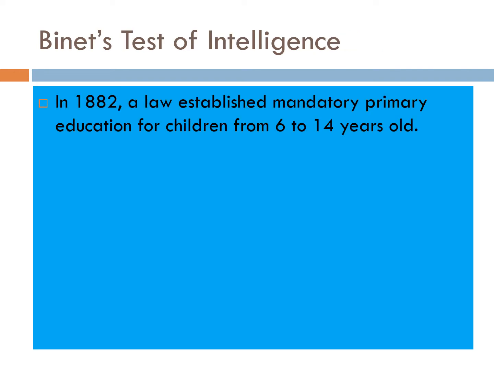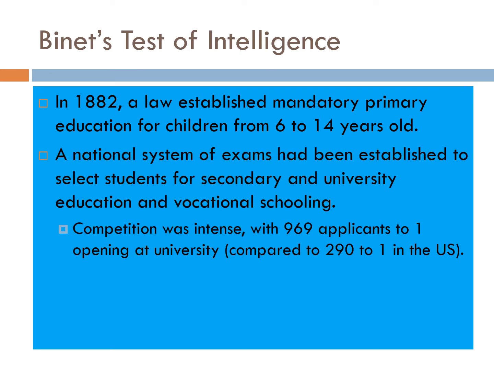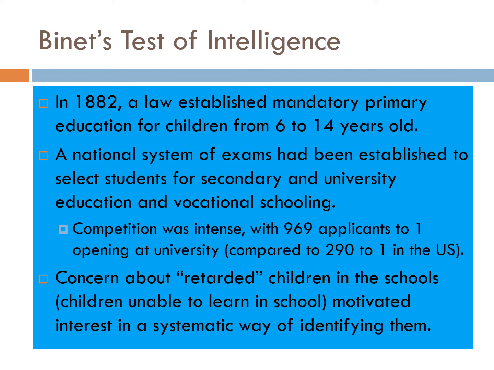In 1882, there was a law in France that established a mandatory primary education for children from 6 to 14 years old. So a national system of exams had to be established to select students for secondary and university education as well as vocational schooling, right? So the competition was intense with 969 applicants to one opening at a university compared to 290 to one in the U.S. at the time.